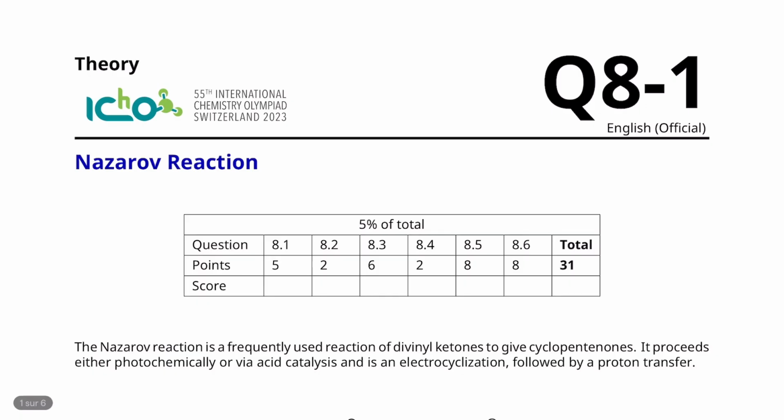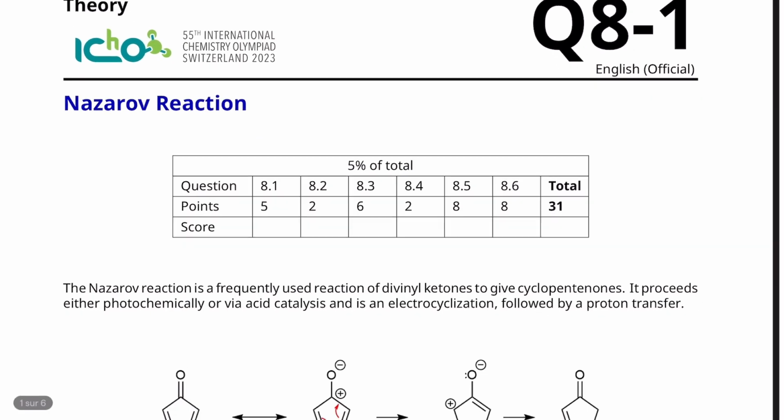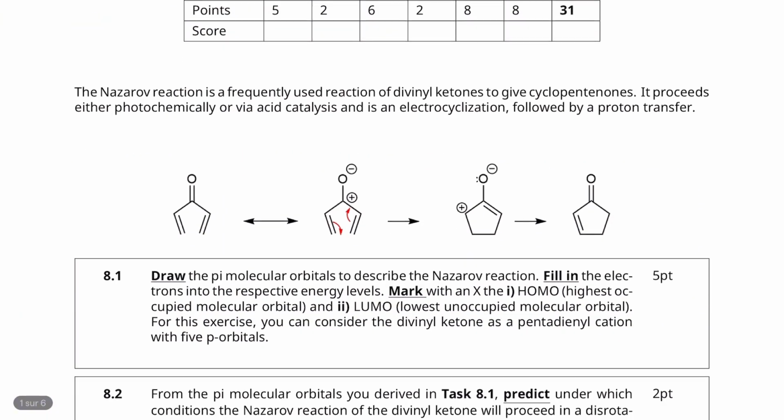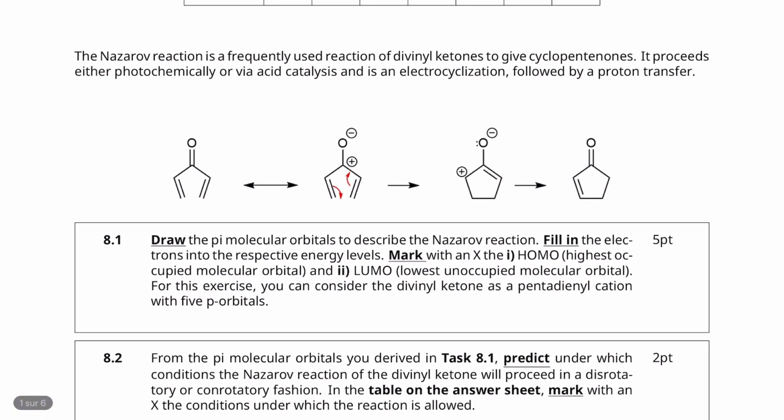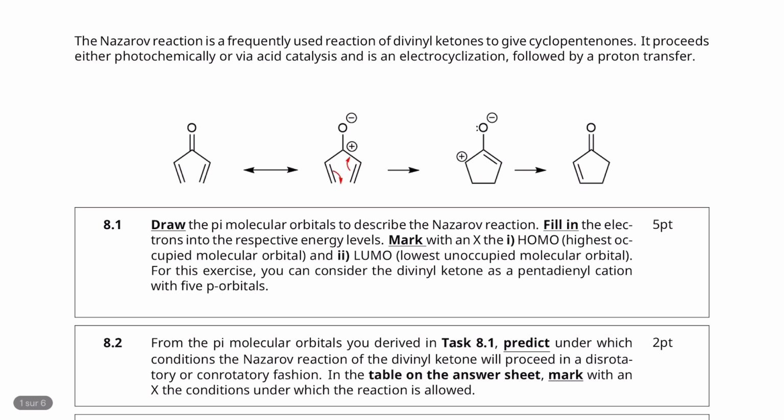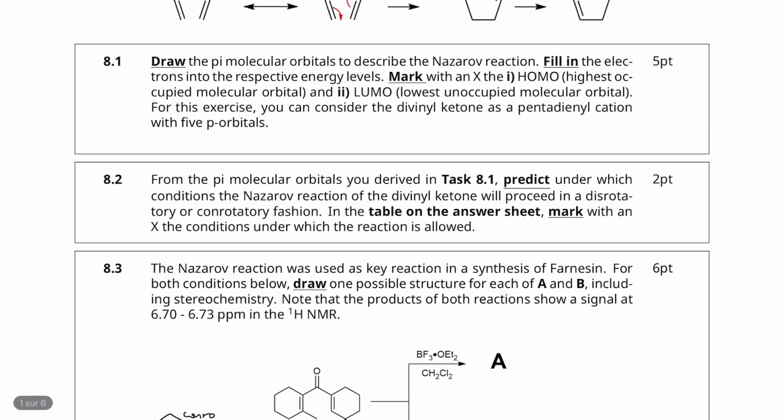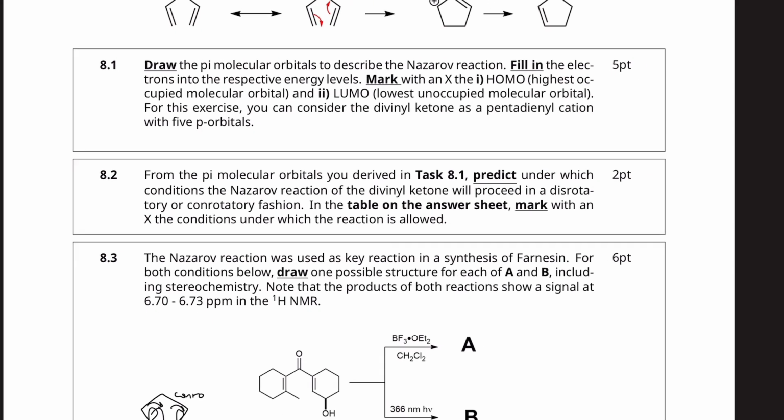Today we have a nice IChO exam, IChO 55, question 8, which talks about Nazarov cyclization. It explains that Nazarov cyclization is an electrocyclic reaction which can proceed with either heat or light. Our first question asks us to draw the pi molecular orbitals that describe the Nazarov cyclization, fill in the electrons, and mark the LUMO and the HOMO.